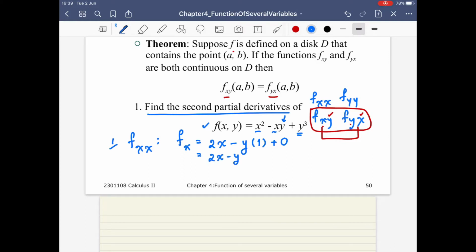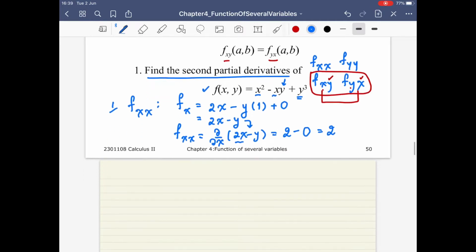Okay. Next, if you want to find f sub xx, you further find a derivative with respect to x of this function. Are we good? You just put this function here. So the first term, you have the derivative of 2x, which is 2, because your x now is a variable, but your y is a constant, so you got a 0. So your derivative with respect to x twice, or your f sub xx, now it is 2. So look at the second one.